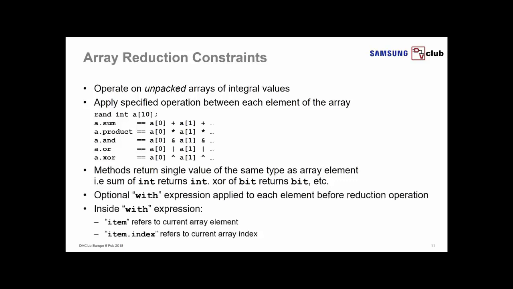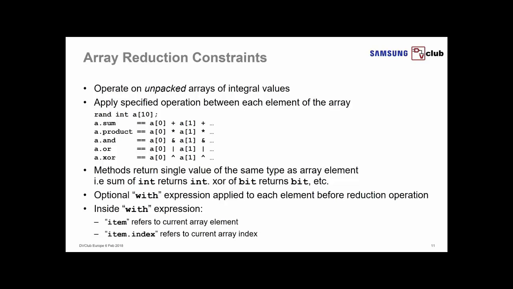So if I have an array of int variables, the sum returns an int. If I have an array of single bit variables, I get a single bit result. Now this can cause trouble if I'm trying to sum an array of bits. I can't put a 10-bit result in a 1-bit result expression. So what the language makes available is what's called a with expression.